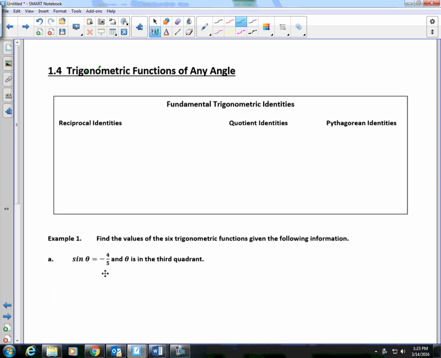So we begin here. There are fundamental trigonometric identities. These are identities that you really want to remember as much as possible. I will give these to you on the test, okay? But I really want you to remember these as much as possible.